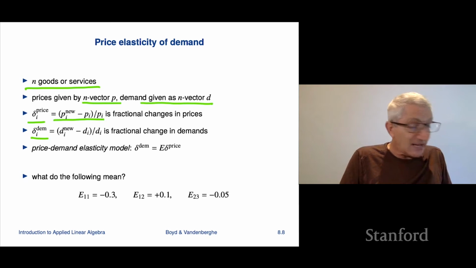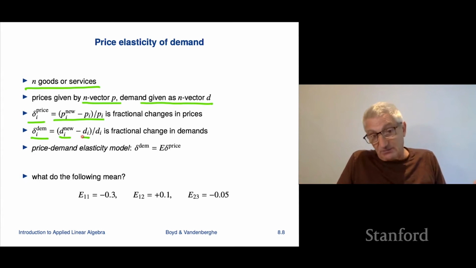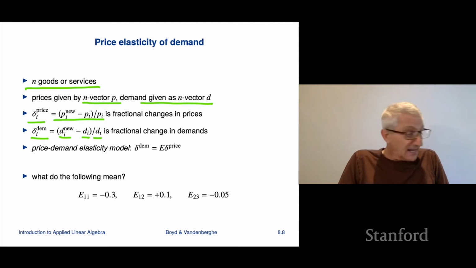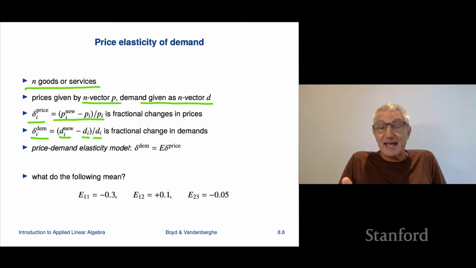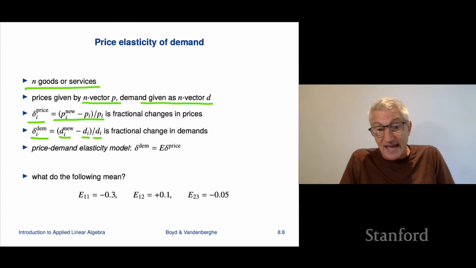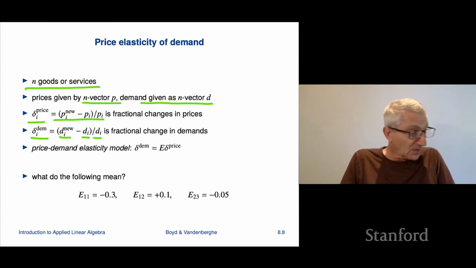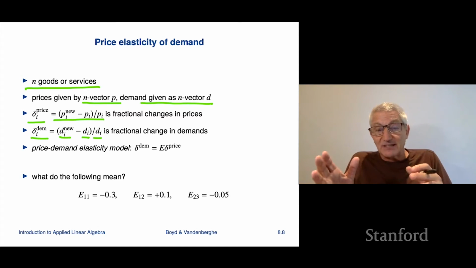Okay, now we do the same with demand, right? We have the fractional change in demand. So we subtract the current demand from the new demand, and we divide by the current demand. And demand also, by the way, is positive. And so this is the fractional change in the demands, right? So that's the idea. So for example, if delta demand sub 2 is minus 0.1, that says that the demand for good or item 2 went down 10%. So highly interpretable.